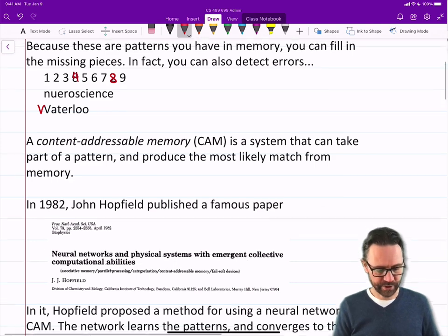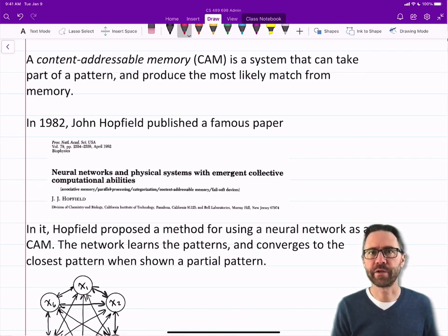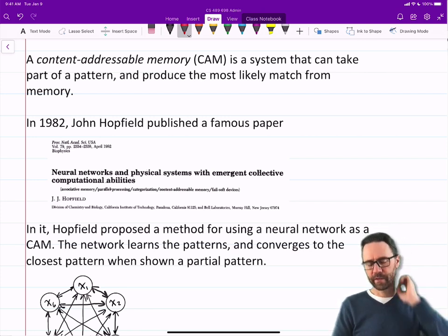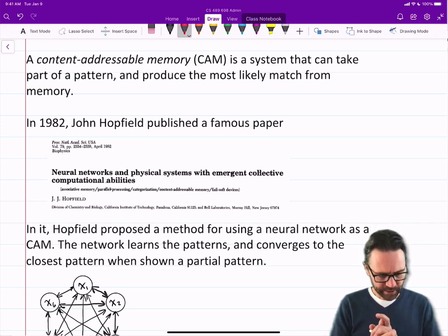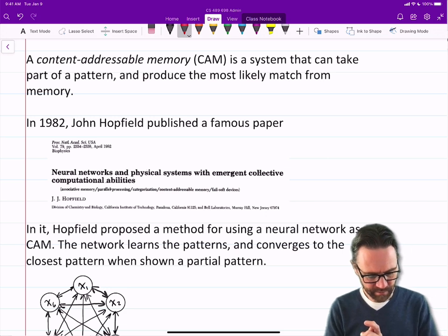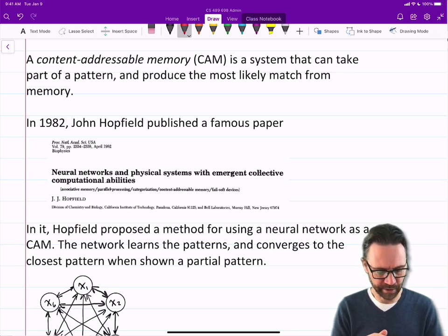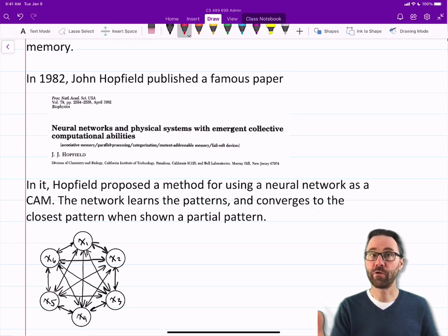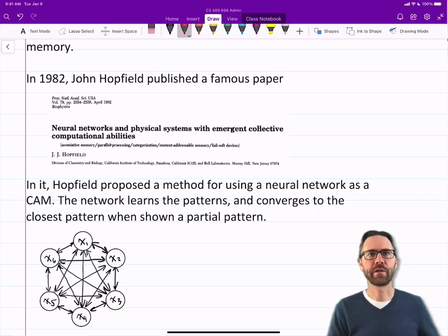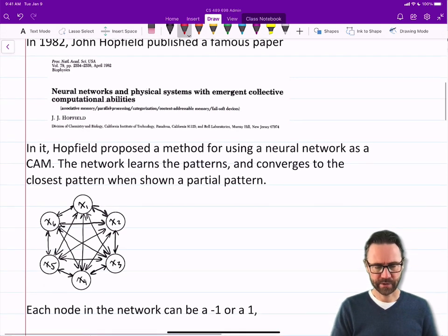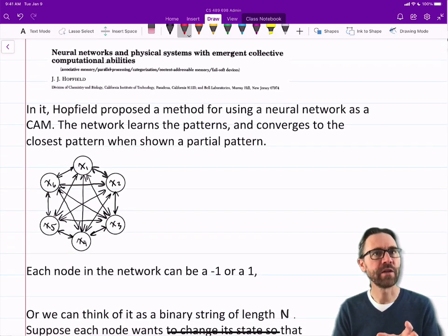In 1982, John Hopfield published a famous paper. John Hopfield is largely said to be one of the fathers of neural networks. Here is what the paper looks like, at least the title: Neural Networks and Physical Systems with Emergent Collective Computational Abilities, 1982. So it's fairly early on in the neural network business. In that paper, Hopfield proposes a method for using a neural network as a content-addressable memory. The network learns the patterns and converges to the closest pattern when shown a partial pattern. I'm going to describe to you the main content of that paper.